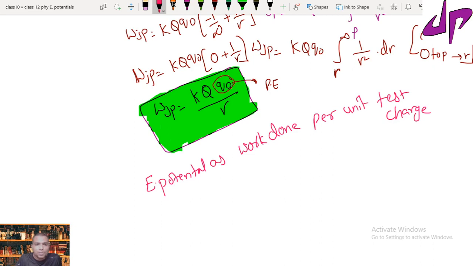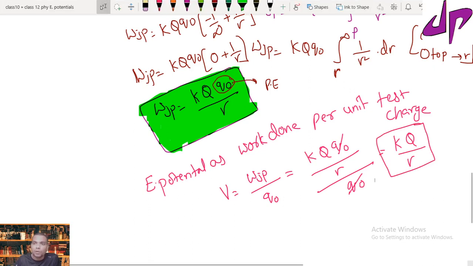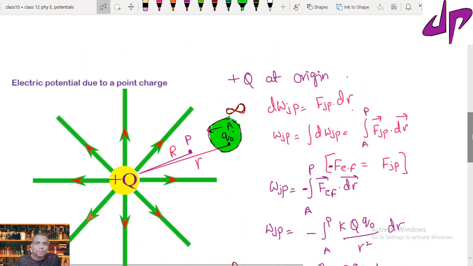Work done per unit test charge is known as electric potential. So if we write electric potential as V, I have the work done by me per test charge. Here I have taken the test charge as q naught. So I can get the expression which equals K capital Q small q naught upon r upon q naught, and the q naught gets cancelled. So the final expression, K capital Q by R, is known as the potential at point P or potential at a distance small r from the origin.